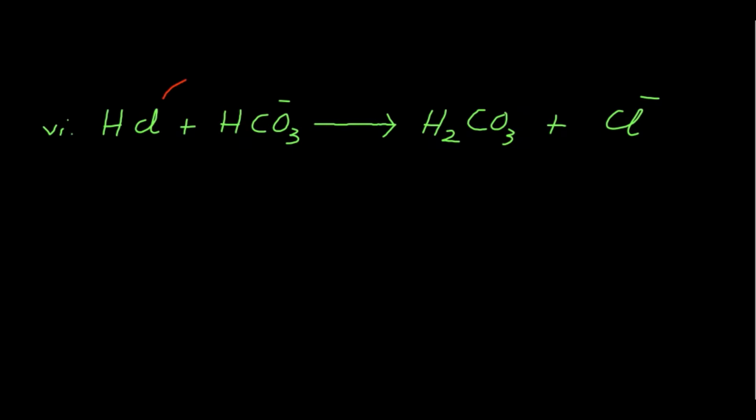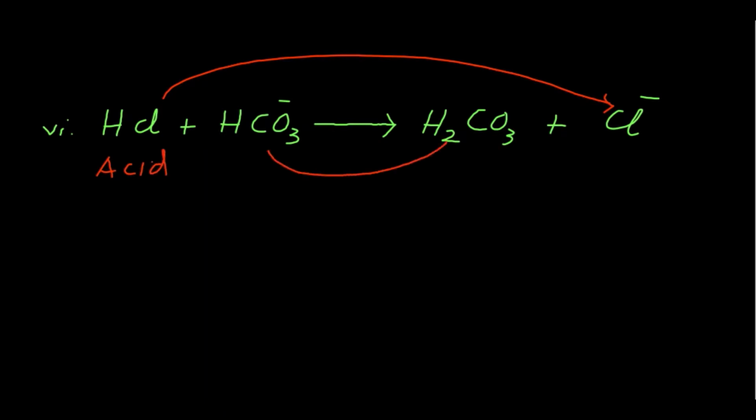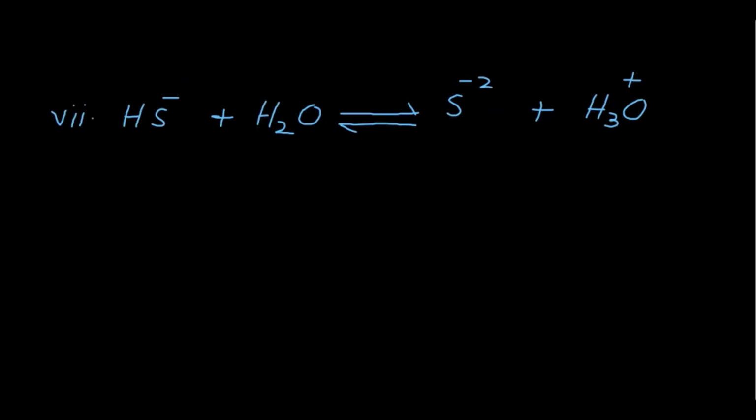Now in the next reaction, here we can notice HCl changes to chloride ion after donating its proton to bicarbonate ion. So HCl is proton donor, that's why HCl is Bronsted acid. Bicarbonate ion changes to carbonic acid H2CO3. Since it is proton acceptor, that's why it is Bronsted base. I hope this is clear.